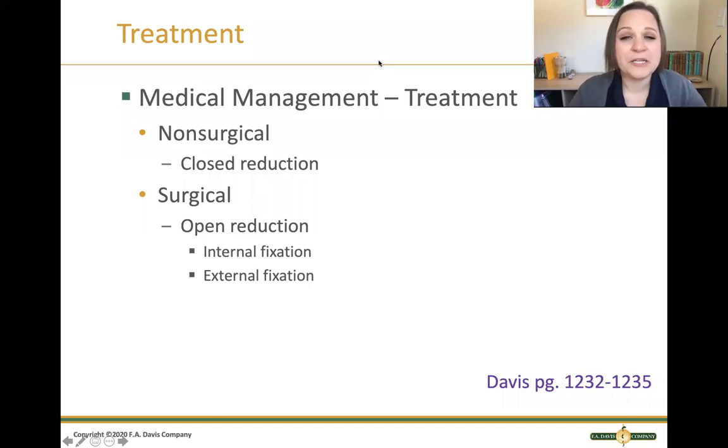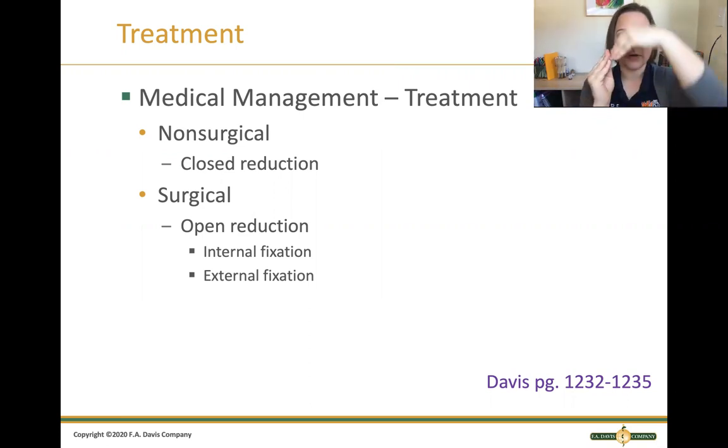Now, treatment and management of these fractures is really going to depend on the type of injury, the kind of fracture, where it's located, and how it's going to best heal. So there's non-surgical and surgical options. Non-surgical is a closed reduction. That's if those two edges of the bone after the fracture don't line up. If they're displaced, the physician needs to get those back in line so that when those two bone parts grow back together, they will heal as a nice straight line.